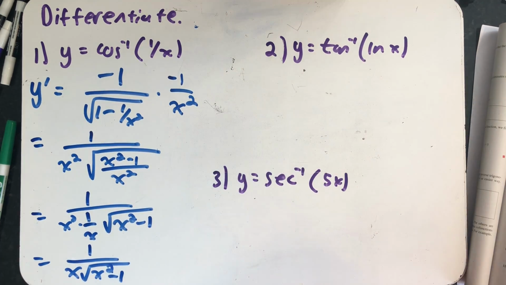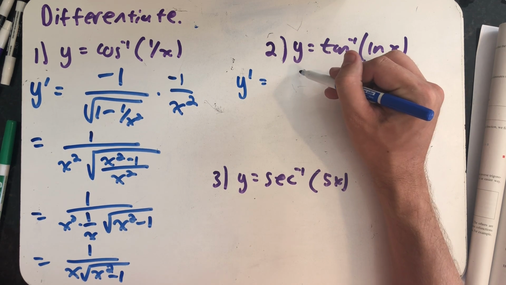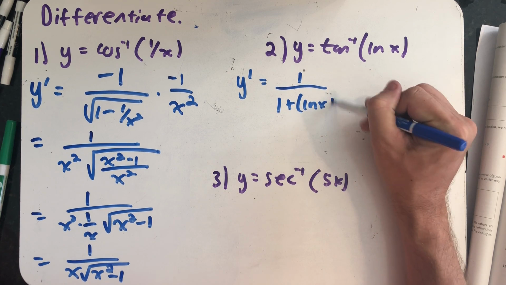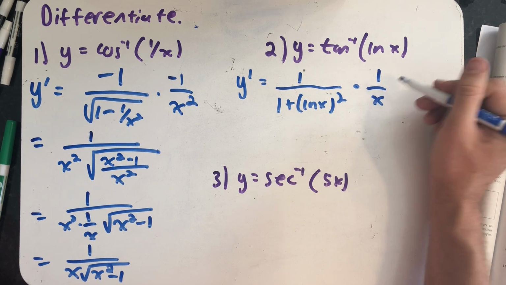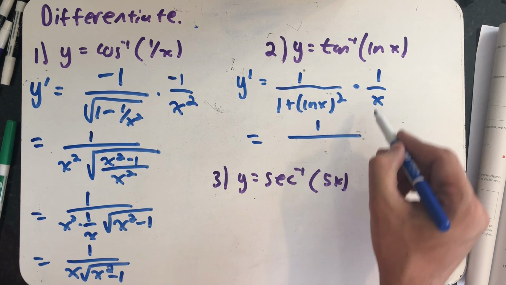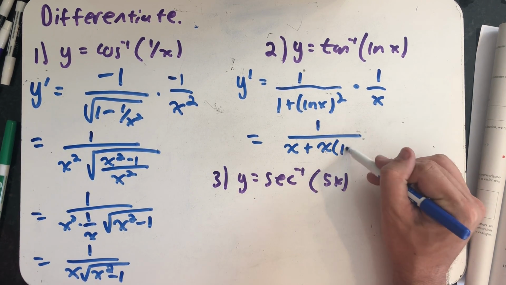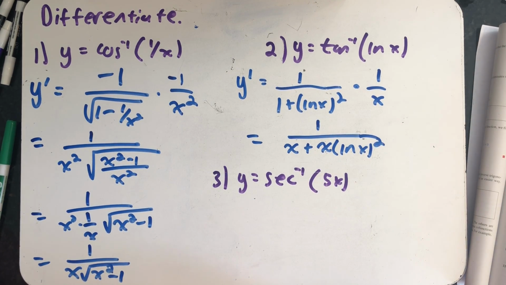Moving right along, now I need to follow the rule for inverse tangent to take the derivative of y equals tangent inverse of the natural log of x. So y prime is equal to 1 over 1 plus u squared times the derivative of u. The derivative of the natural log of x is 1 over x. And I'm going to rewrite this just a little bit, but really that's about all I can do. I'm just going to think about distributing that x. And there's my derivative for inverse tangent of the natural log of x.